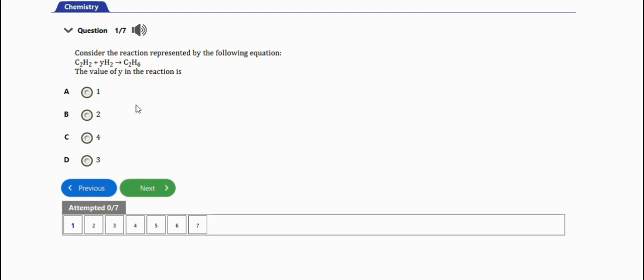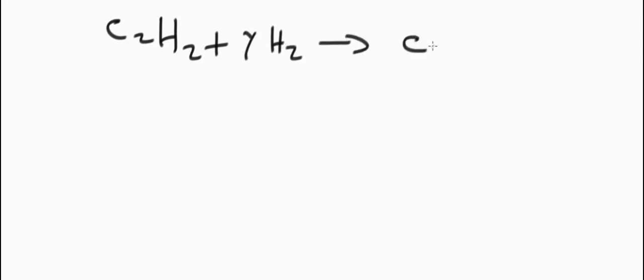Alright, so let's balance this chemical equation. Let's move over to our sketchbook now and balance this equation and come back here. Let me show you guys how you can solve this problem. Alright, so in that question we are given this chemical reaction. We have ethene plus y hydrogen gas, to give you ethane.